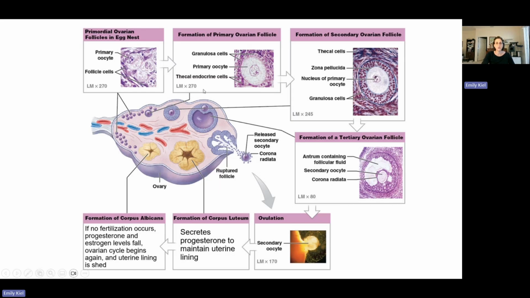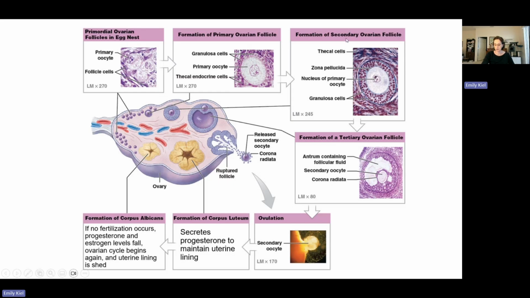So our primary ovarian follicle has these granulosa cells around the outside. You've got some thecal endocrine cells, and then here is that primary oocyte. Remember that in this phase where follicles are growing, we're under the influence of follicle stimulating hormone, and these are producing estrogen and inhibin. So again, keep that in mind.